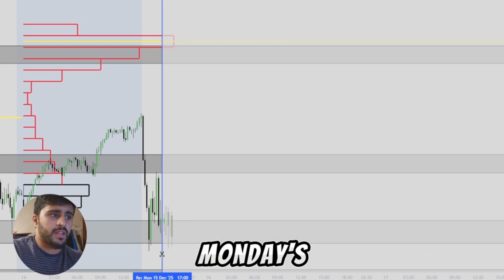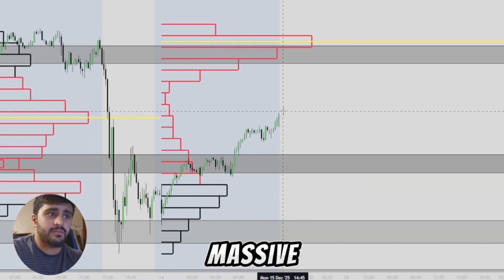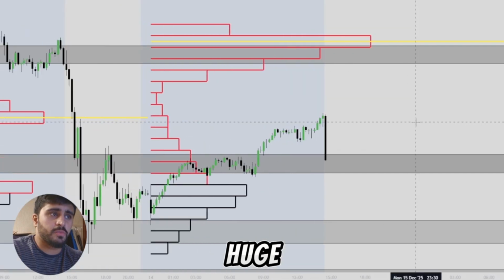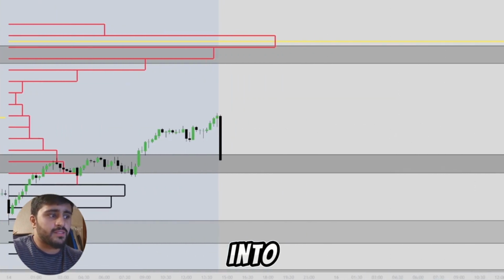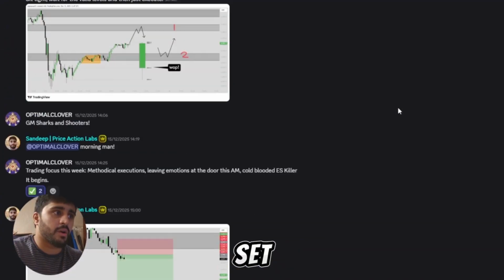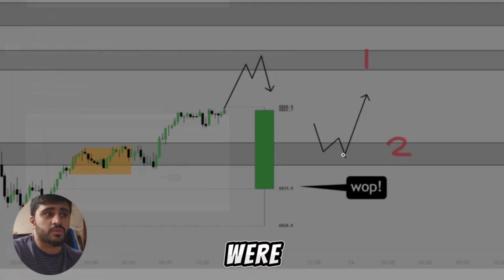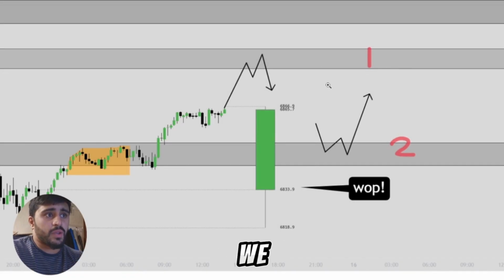So going into Monday's New York session over here. The New York session obviously opened here with a massive, huge bearish candle. Going into this particular week, I had a pretty set bias in play. So this is what I was looking at. On the 15th of December, these were my levels. We had our first level up here and we had our second.